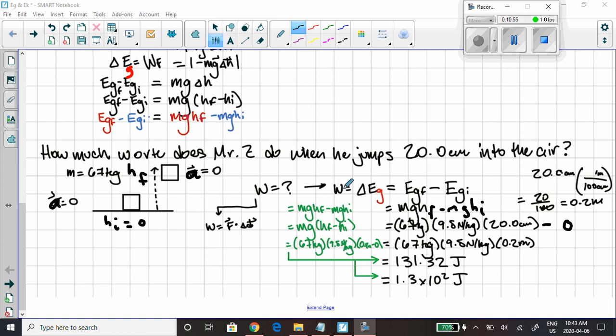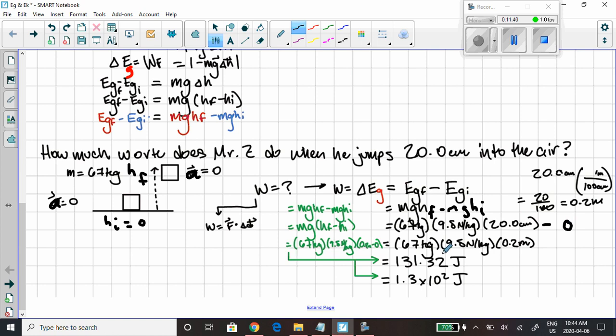So the work that we do is equal to delta Eg. Work is equal to change in gravitational potential energy. And that is equal to gravitational potential energy final minus gravitational potential energy initial, which is mg height final minus mg height initial. So we put in the mass here. We put in 9.8 newtons per kilogram here, but it's not negative. It's just the scalar part of it, times 20 centimeters minus, well, I put 0 here because my height initial is 0, so that whole term is gone.